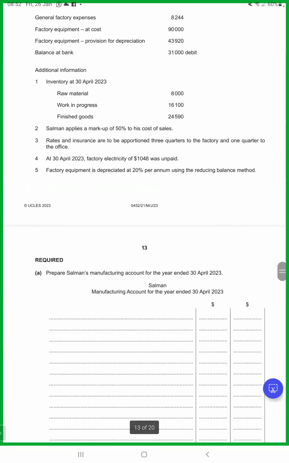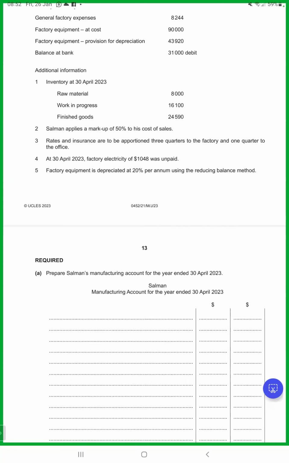Do we have any additional information about electricity? Oh, it is there. You've seen? It says at 31st April 2023, factory electricity of 1,048 was unpaid. You get? It was not yet paid.